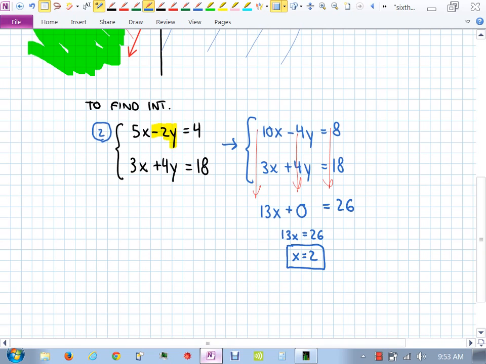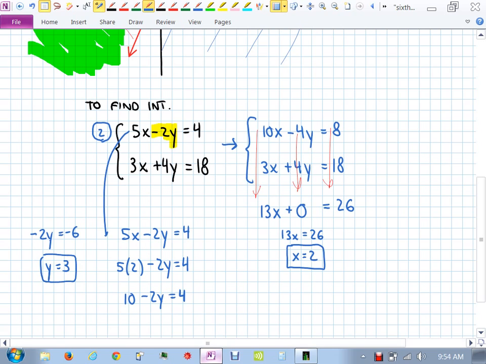Once you know what x is, what can you do to get y? Plug it into any of them, right? Remember I said any of the equations? So I'm just going to grab that first equation, 5x minus 2y equals 4, and replace my x with 2, which gives me 10 minus 2y equals 4. If I solve that for y by subtracting 10 on both sides, I get negative 2y equals negative 6, and that means y is 3. So x is 2, y is 3.